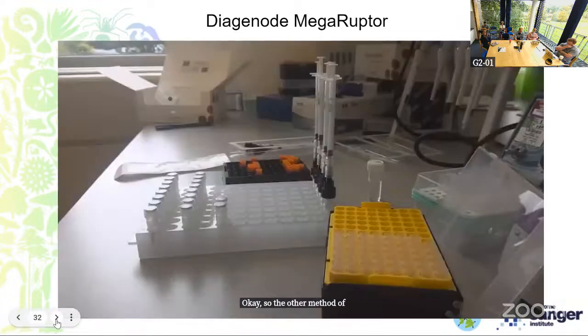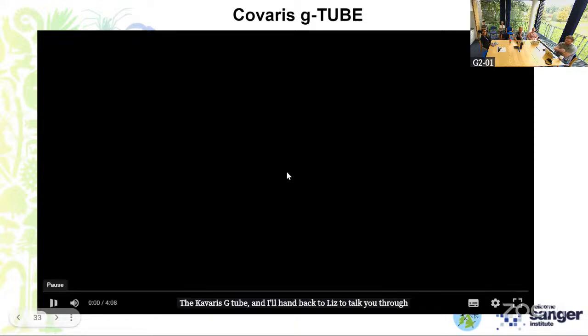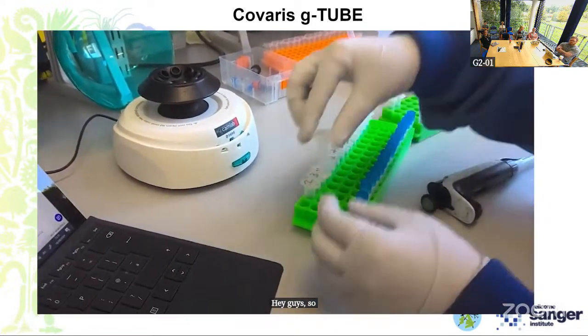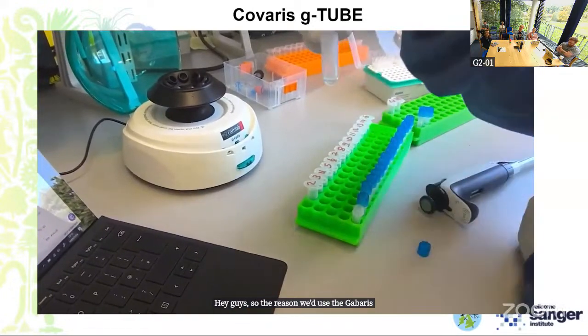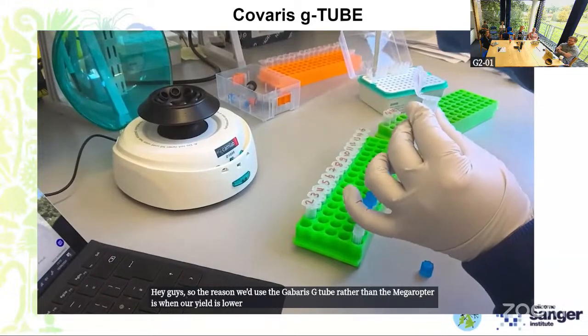Okay, so the other method of fragmentation that we have is the Covaris G-tube, and I'll hand back to Liz to talk you through this method. Hey guys, so the reason we'd use the Covaris G-tube rather than the Megaruptor is when our yield is lower than 500 nanograms per microliter.